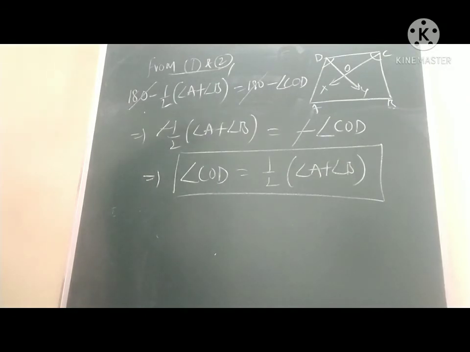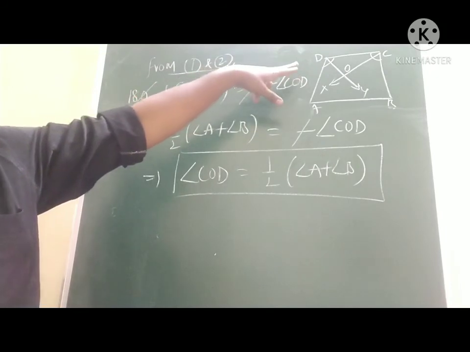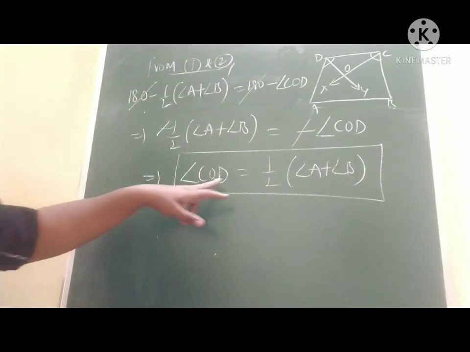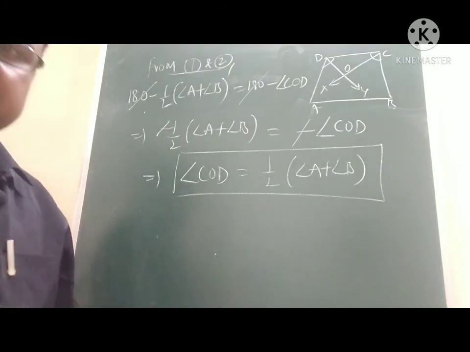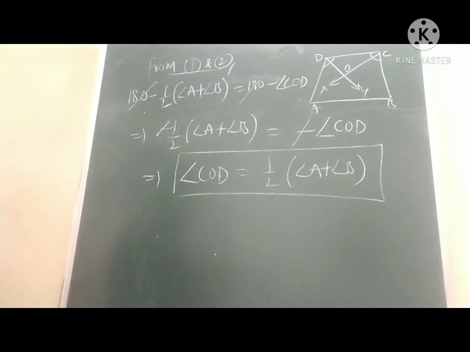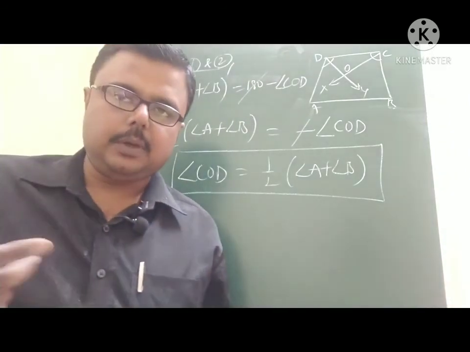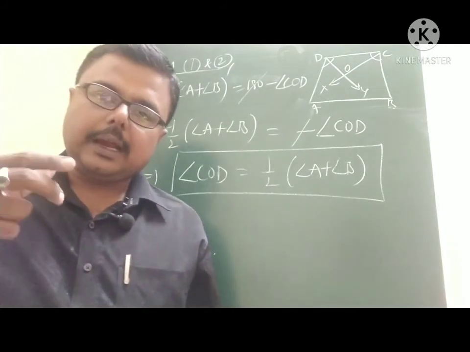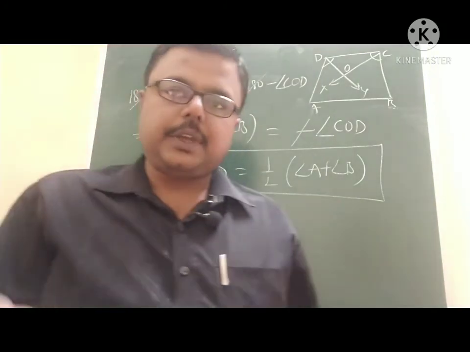So in the quadrilateral, when we have DY and CX as the bisectors of angle C and angle D, we have proved that angle COD is equal to half of angle A plus angle B. Clear? Hope you understood. So like this we have a couple of examples here, which we'll be doing in the next sessions. These are the main things, and we have more geometrical statements which we are supposed to discuss.